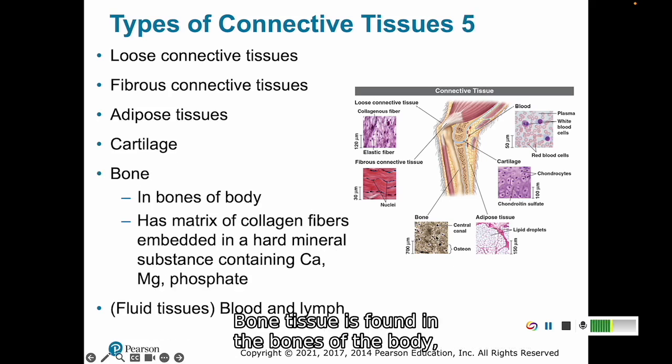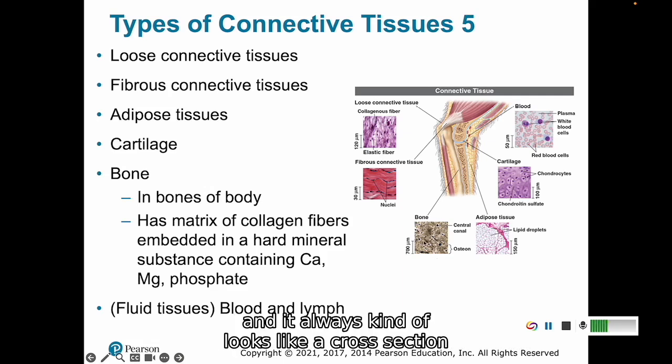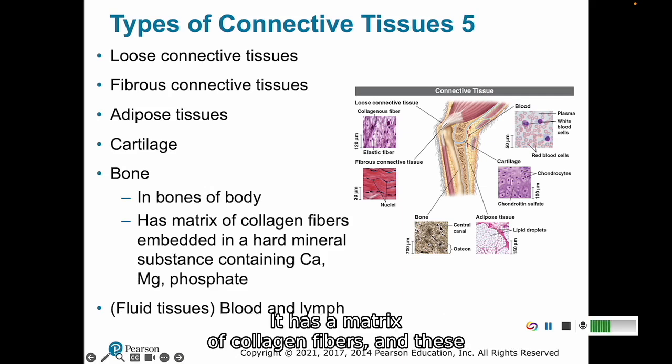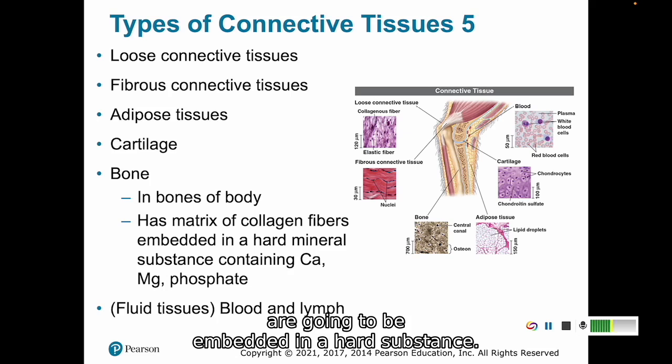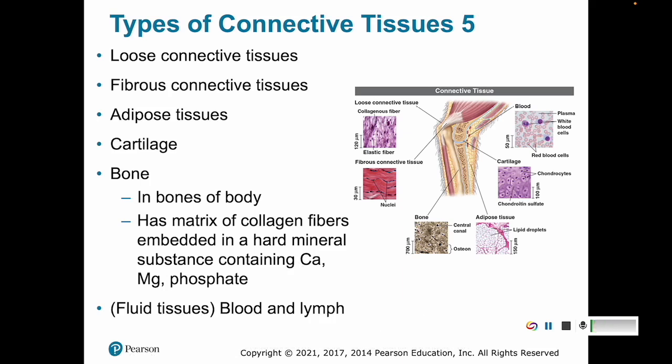Bone tissue is found in the bones of the body. It always kind of looks like a cross-section of a slice of wood to me when I look at bone tissues. It has a matrix of collagen fibers, and these are going to be embedded in a hard substance. That hard substance usually contains minerals like calcium, magnesium, and phosphate.